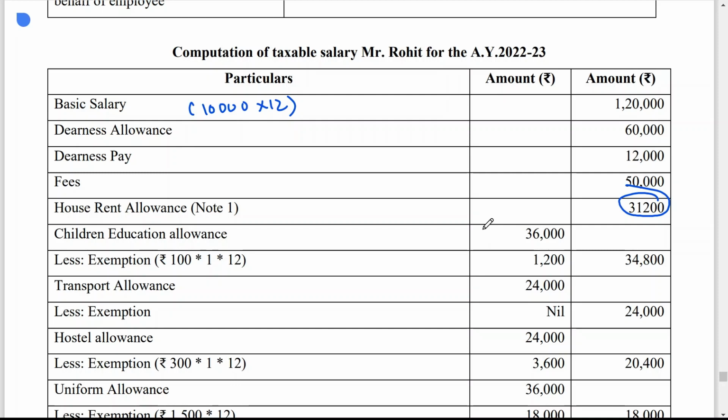Now children education allowance, or in exam what you can do? You can leave the space here and go ahead, and then at last you can do this. Children education allowance 36,000. Exemption is what? 100 per month per child, because he has one adopted child. So he will get exemption only for one child. Multiply by 12, 1,200. So 34,800 is taxable. Transport allowance 24,000. Exemption nil, because transport allowance exemption is not available to Mr. Rohit.